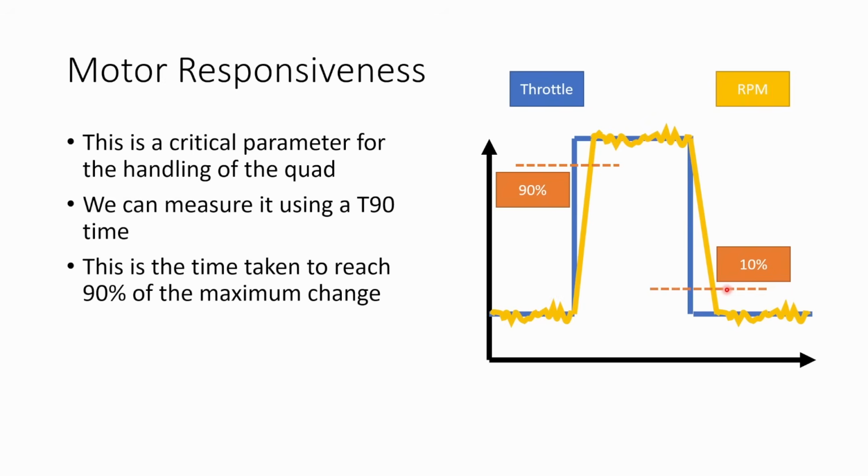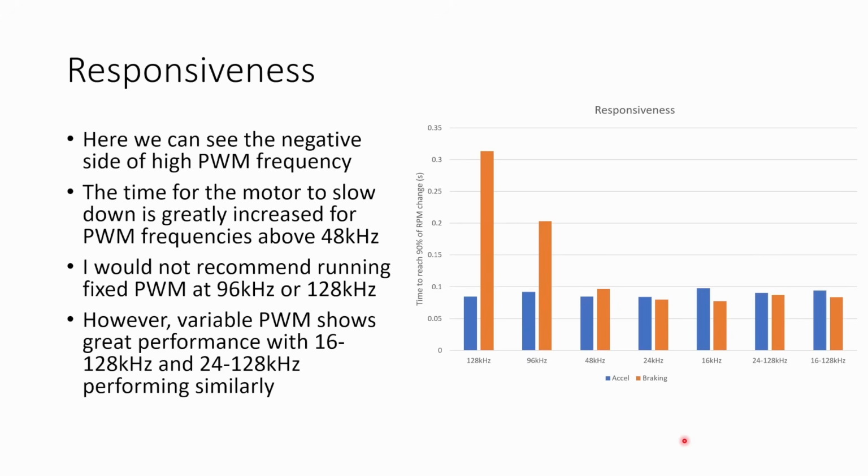responsive the motor is. And when we look at responsiveness, here we can really see the negative side of high PWM frequency. The time taken for the motor to slow down, the braking time, is greatly increased for PWM frequencies above 48 kHz. And in fact, I wouldn't recommend running a fixed PWM at 96K or 128K for this reason. You can see that the motor is taking more than twice as long to slow down at 96 kHz compared to 24, for example. And at 128K, it's more than three times as long to slow down.